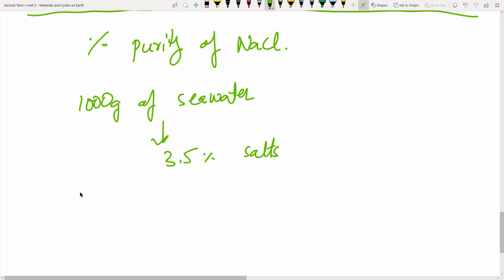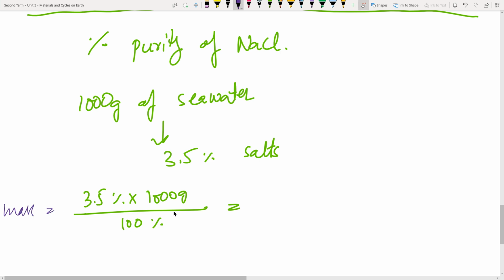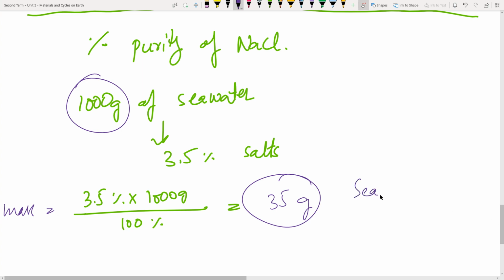So we can say this is 3.5% times 1,000 grams divided by 100%. This is the percentage purity that we use for mass calculation. So the mass of salt would be this, about 35 grams only. Out of 1,000 grams of seawater, only 35 grams is sea salt. We call it sea salt.